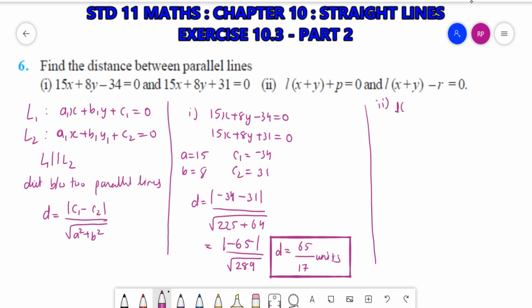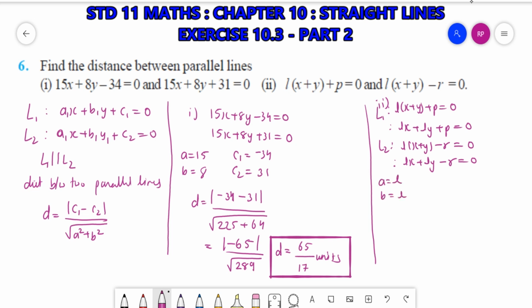It's given Lx + y + p = 0. This is the first line, L1, so I can write it down as Lx + Ly + p = 0. Line 2 is Lx + y - r = 0, that will be Lx + Ly - r = 0. In this case, A is equal to L, B is equal to L, C1 equal to P and C2 equal to -R. Clear?